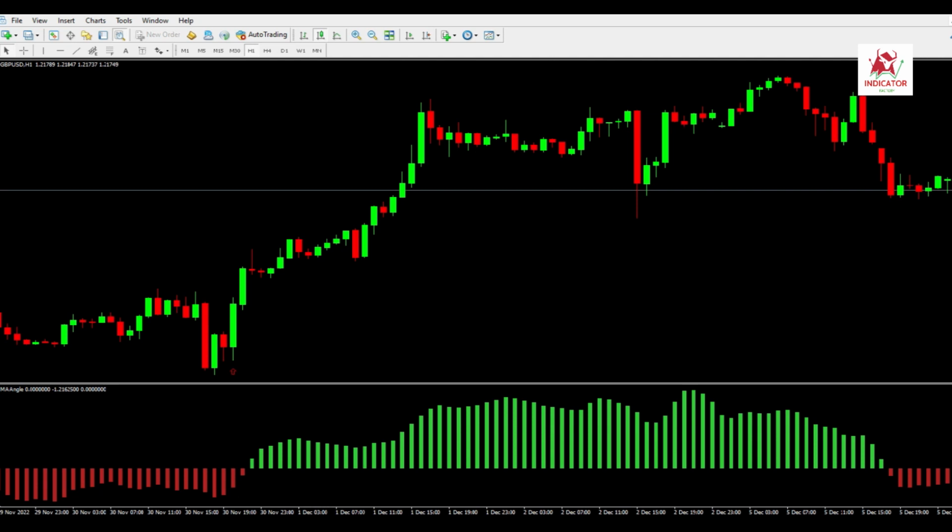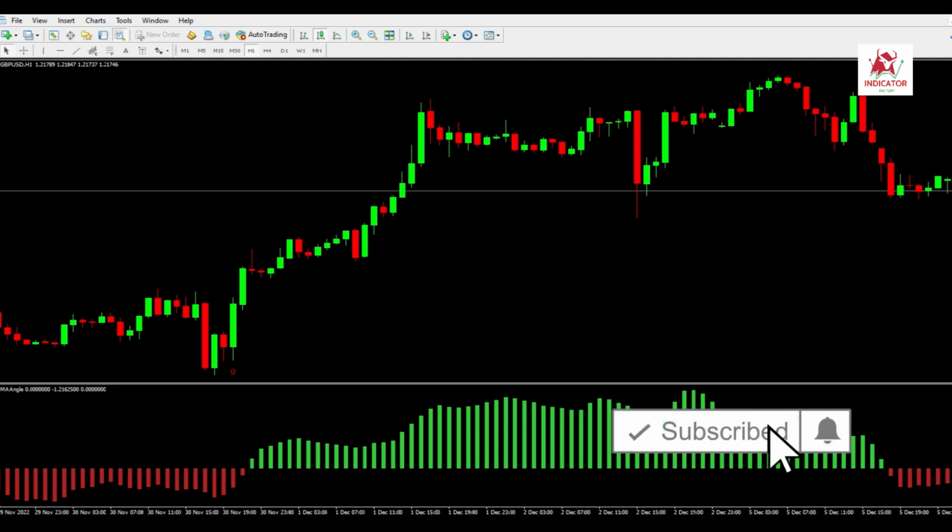MAAngle Forex indicator can be used as a filter in trend trading strategies or as a signal to enter the market. When you see a green or red bar appear after a yellow one, you may respectively open a buy or a sell order. Features of MAAngle MT4 indicator. Platform: MetaTrader 4. Ability to change settings: yes. Time frame: any from 1 minute to daily.